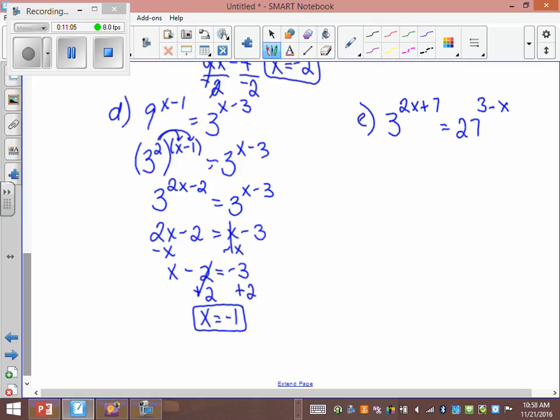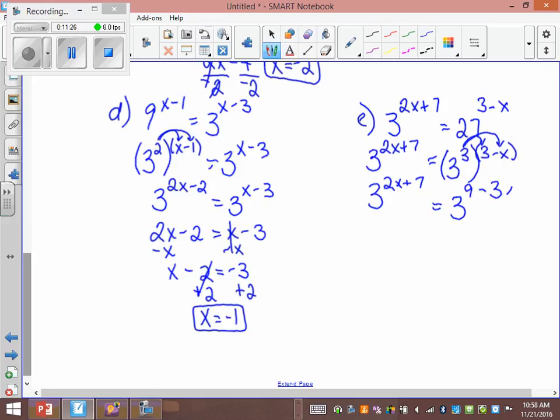27 is 3 cubed. So I'm going to go 3 to the 2x plus 7 equals 3 cubed to the 3 minus x in brackets. I'm going to remember to distribute it. So I'm going to get 3 to the 2x plus 7 equals 3 to the 9 minus 3x. Then I can write those exponents equal to each other. 2x plus 7 equals 9 minus 3x.